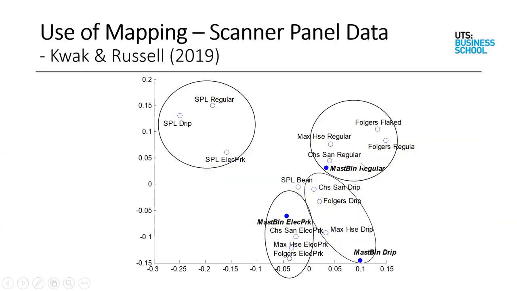So here's an example of a research study by Kwok and Russell in 2019. They studied the coffee brands and used perceptual mappings. This was using scanner panel data, so it was different because it used the store purchase data to identify how a particular brand called Maspin could be repositioned by using this perceptual mapping. So that's another example of mapping.